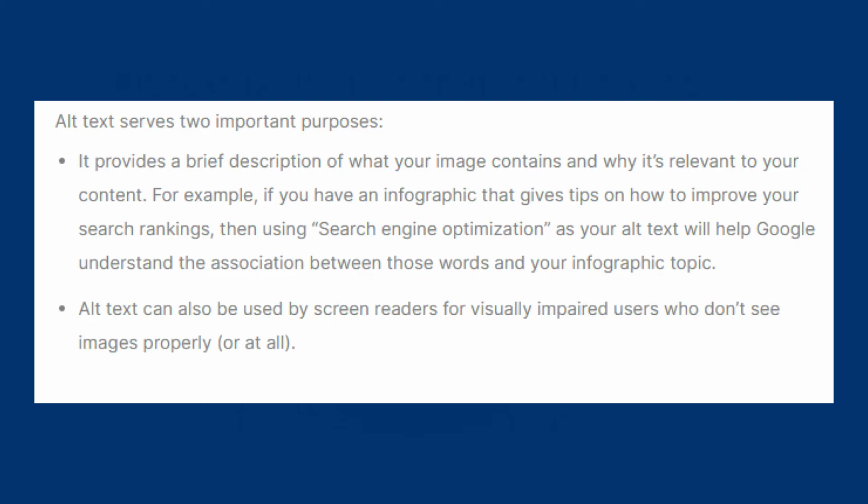And alt text serves two important purposes. The first one, it provides a brief description of what your image contains and why it's relevant to your content. For example, if you have an infographic that gives tips on how to improve your search rankings, then using search engine optimization as your alt tag will help Google understand the association between those words and your infographic topic. And the second one, alt text can also be used by screen readers for visually impaired users who don't see images properly or at all.